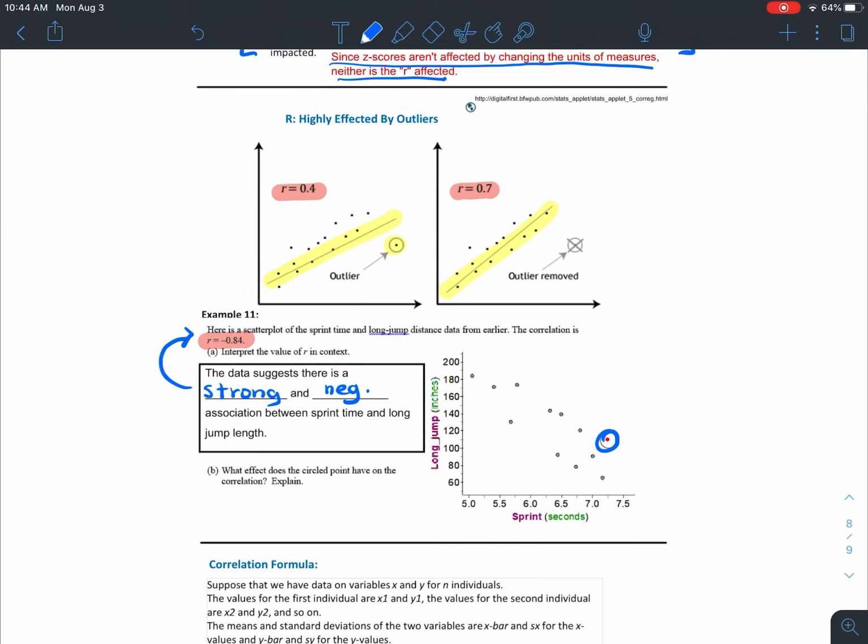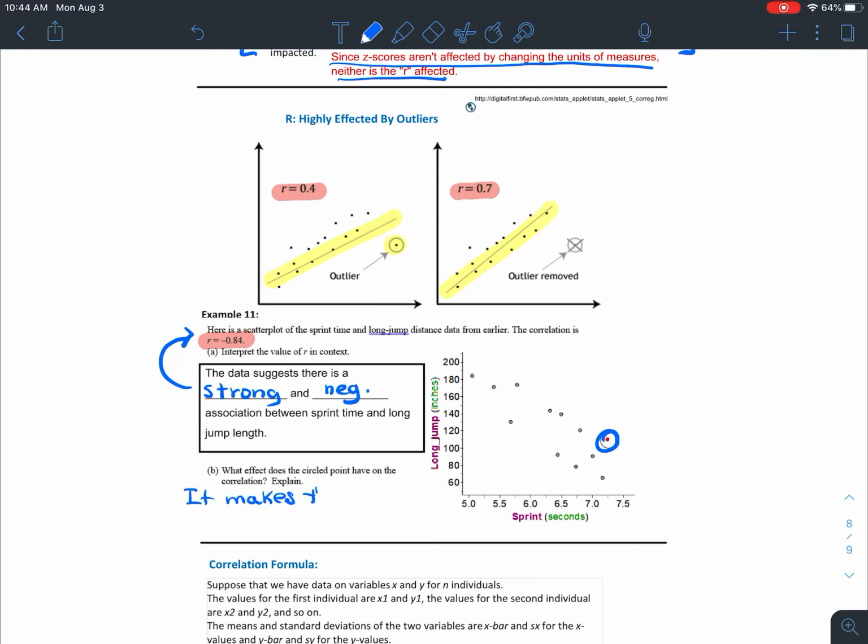Okay. What effect does this circled point right here have on the correlation? Well, it might be making the correlation just a little bit weaker, okay? Just slightly weaker, because it does kind of feel like the points are higher when the x values are lower. And so as we move over here to the right, we would expect maybe these values to be getting lower. And this point here is maybe a little bit higher than what we would expect with this trend.